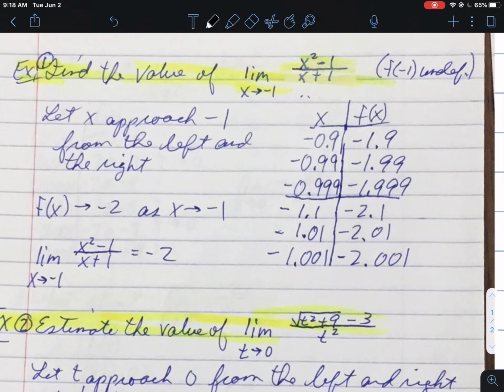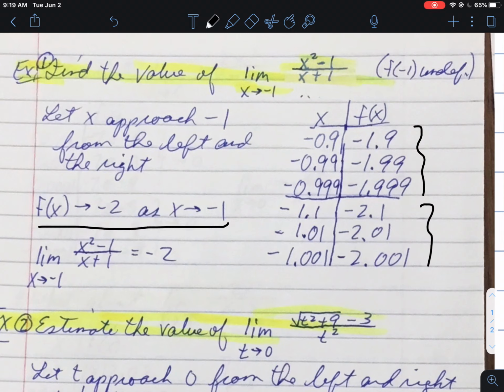go back to a dark color, we can see that the function values are approaching negative 2. Right? These guys are getting close to negative 2, and these guys are getting close to negative 2. So we can make the observation then, again, keep in mind, this is still just an observation that we are making based upon the values that we see in our table. Right? So we can make the observation and say that it looks like f of x is approaching negative 2 as x approaches negative 1.